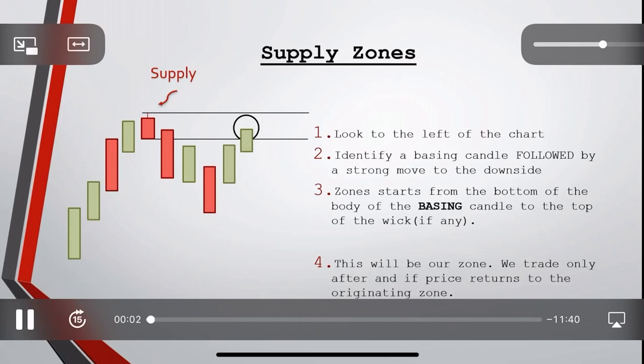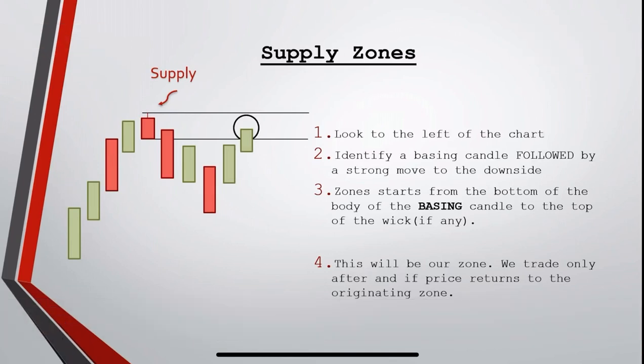So now we have supply zones, and supply zones are drawn the same way as demand zones, just flipped. It's just the opposite of demand zones, but we're talking about supply, so we want to see everything from the upside, followed by a strong move to the downside, right? So same thing as demand, we're looking to the left of the chart if we're talking about today. We want to find if price is coming into a supply zone, we're going to look to the left of the chart.